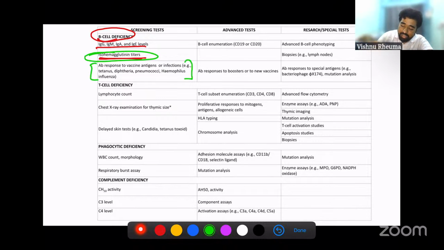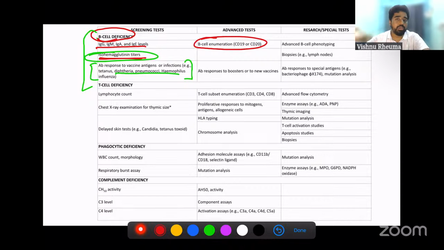Similarly, you are giving me some antigen from outside and seeing how my body responds to it. You're giving diphtheria, pneumococci, haemophilus, and then seeing whether I'm producing antibodies against them. That is also a screening, seeing the response to a vaccine antigen. So these are your basic screening tests for B cell deficiency. Then for advanced tests, you can enumerate the B cells, or you can test with some new vaccines. That is your basic one.